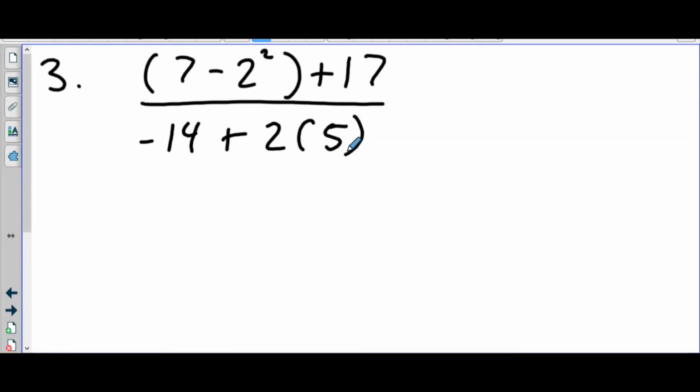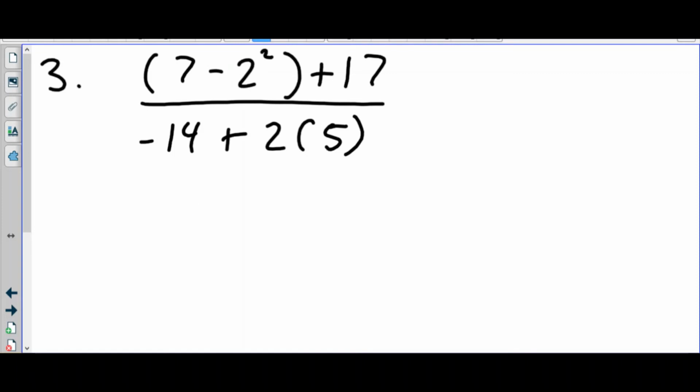All right, a lot more going on in this problem. So again, I've got some parentheses up here with some different things happening. So I do need to evaluate these parentheses, but I want to start with what's first. So I have a subtraction and I have an exponent. Well, exponents come before subtraction, so that's what I'm going to do first.